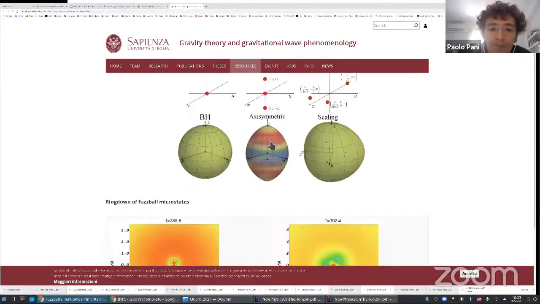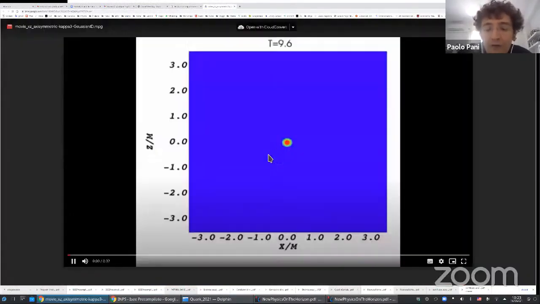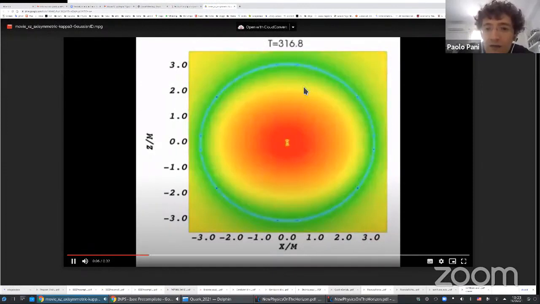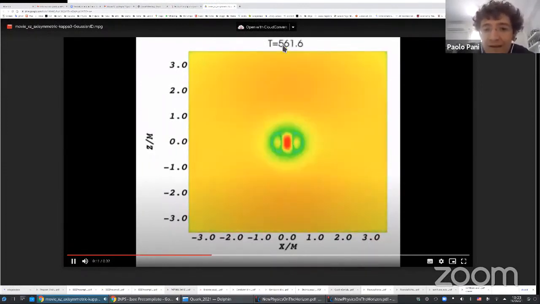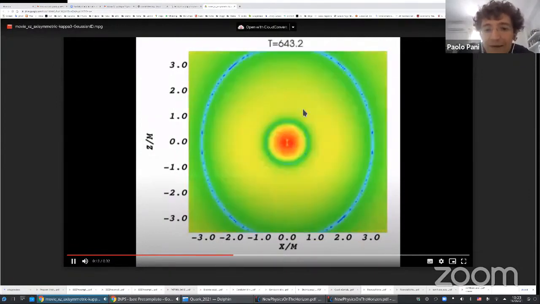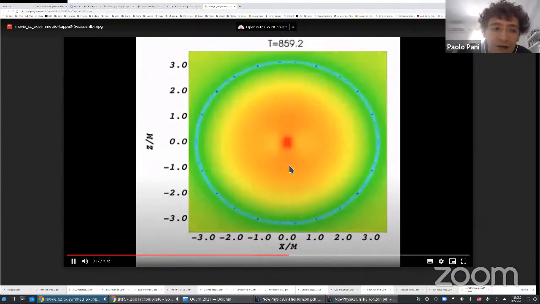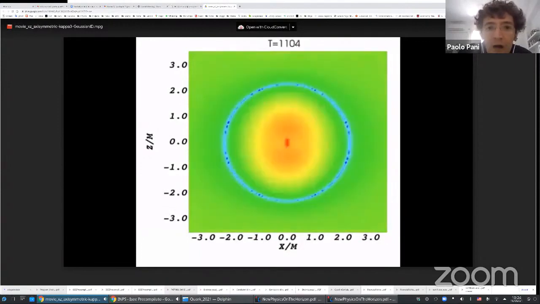Let me just play this movie for you. Say this one here. What you will see now is how one of these microstate geometries rings down. And pay attention, please, to this time that goes, in units of the black hole, of the object mass, and you see that even at very late times, there is still some pattern, and the deformation, the fact that the object is not spherical, is clear from this ringdown.